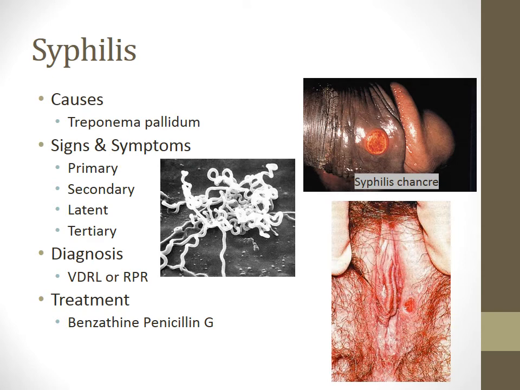Now let's talk about syphilis. Syphilis is caused by Treponema pallidum. It is a spirochete. The transmission of syphilis is through sex. It's through contact with open wounds or infected blood, and it can also be transmitted through the placenta during pregnancy.